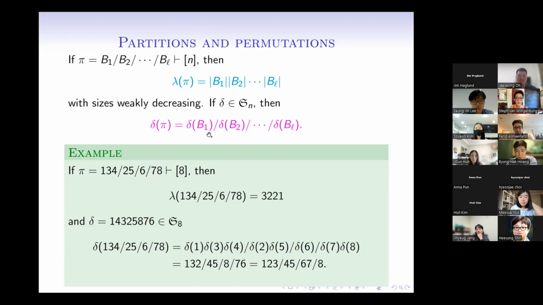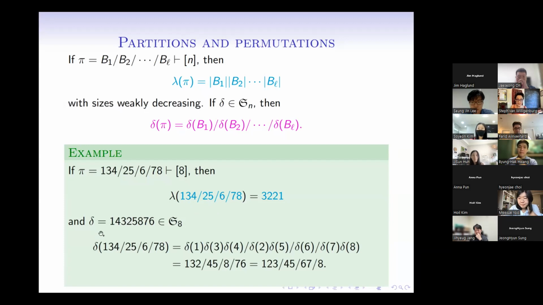act on our set partitions. All we're going to do is see where our permutation maps the first block, see where it maps the second block, see where it maps the third block, and so on. So let's do an example. If we take our set partition 1, 3, 4, 2, 5, 6, 7, 8, then when we make the partition that is determined by the set partition, we just look at the sizes of the blocks and write them in weakly decreasing order. So we're going to have 3, 2, 2, 1.